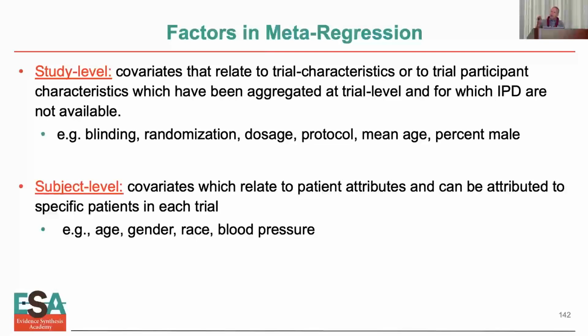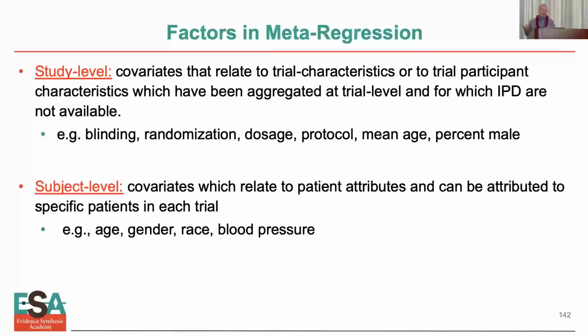For variables which actually differ at the participant level, like age or sex or education level, what you typically have to do is aggregate those. So it would be the average age of people in the particular study, or the percent that are male.